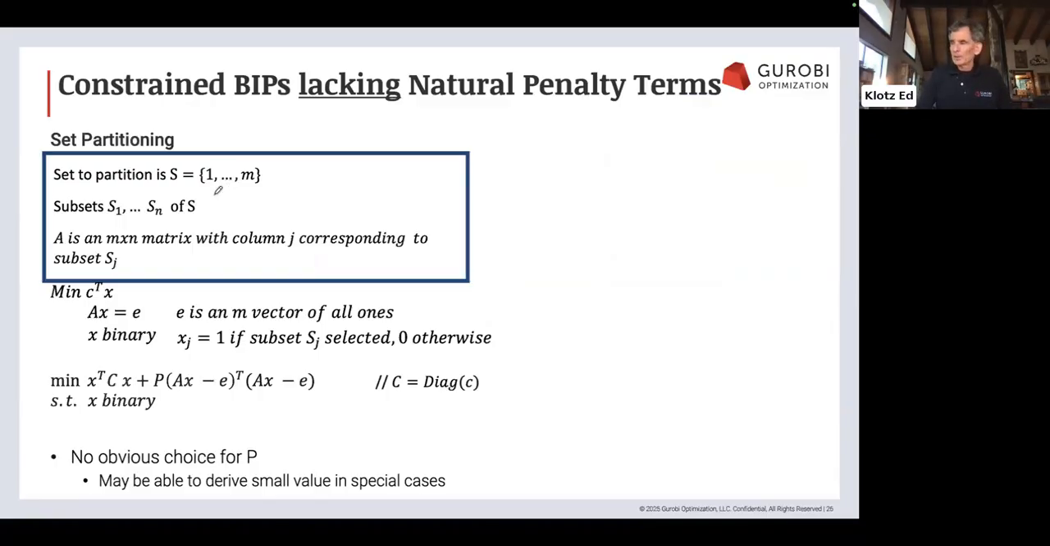All right, so let's look at set partitioning as an example of a general problem where we might face this challenge. With set partitioning, we have a master set S that ranges from 1 to some positive integer m, and then we have subsets of S, and we want to collect a group of subsets of S whose union gives you exactly S, but the subsets are mutually exclusive. So we create an m by n matrix with column J corresponding to the J subset in our collection.